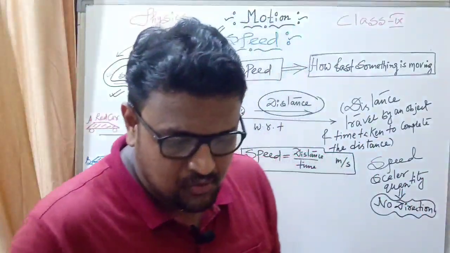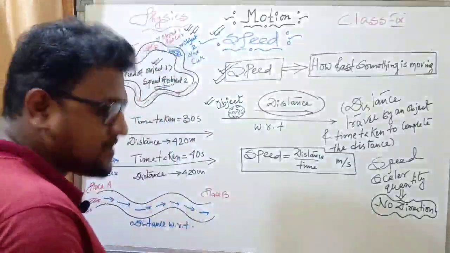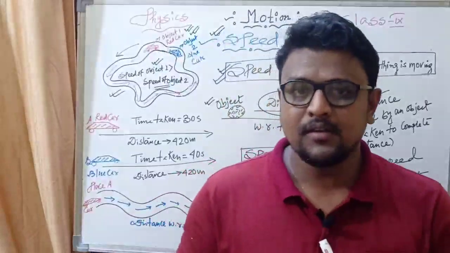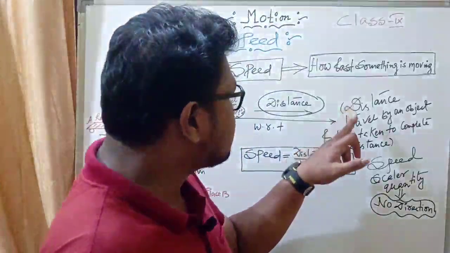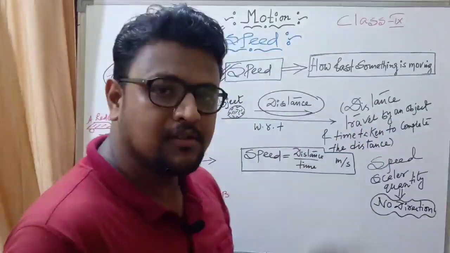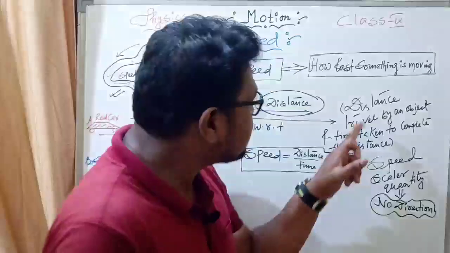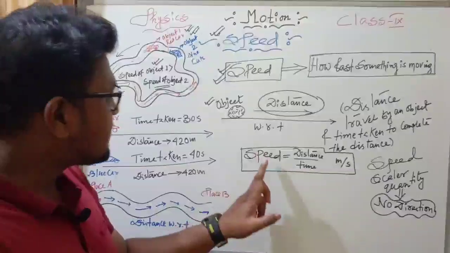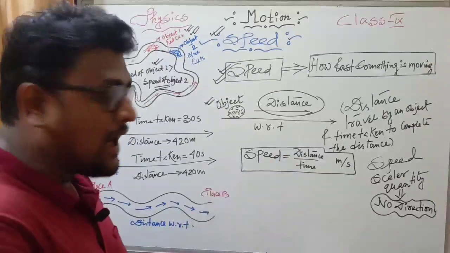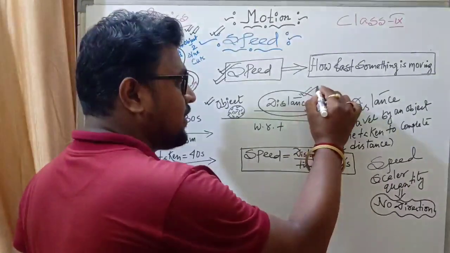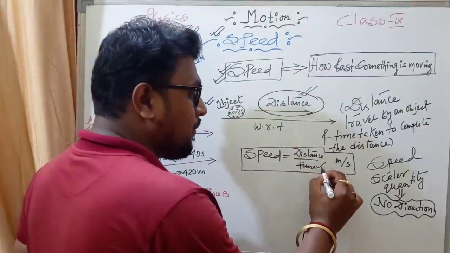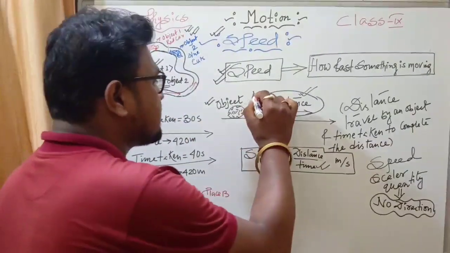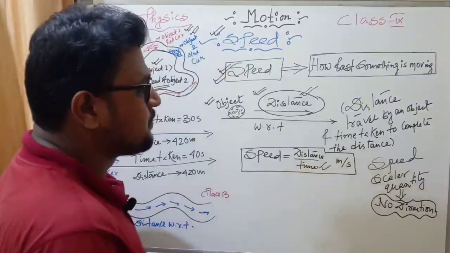In order to know the speed of an object, two things are basically required. Number 1, the distance traveled by the object. Number 2, the time taken to complete the distance. That means speed is equal to how much distance it covered per second of time. That is the basic concept of speed.